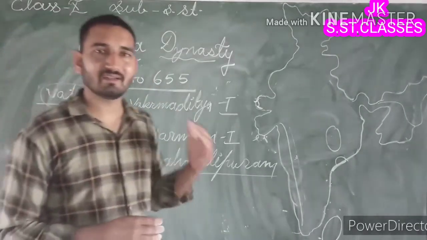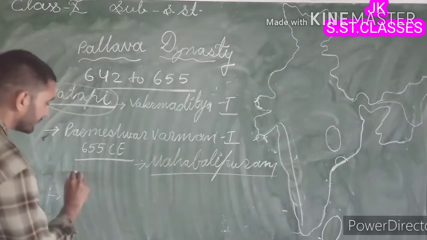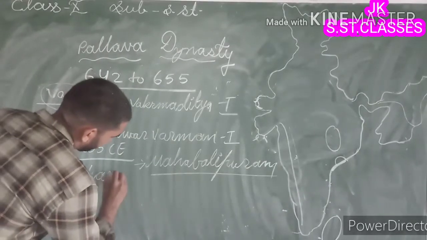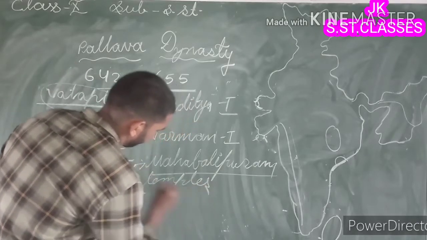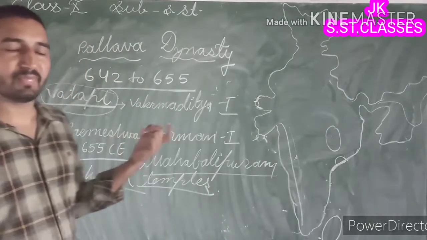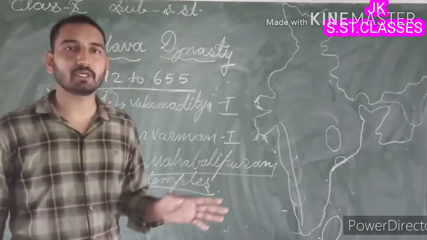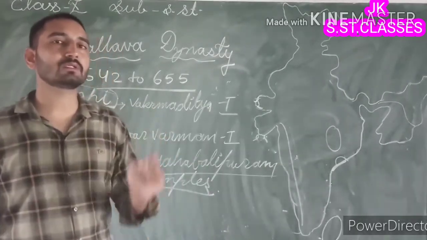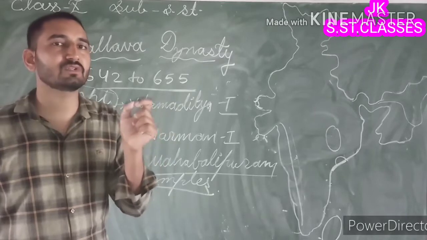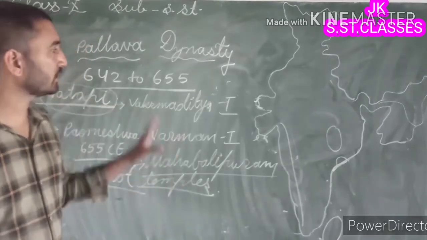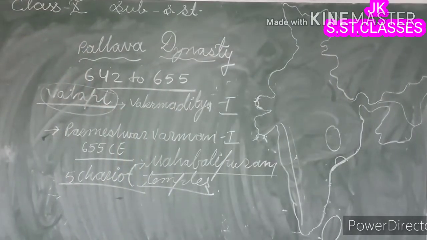The most important architectural contribution related with Pallavas is the construction of chariot temples. Five chariot temples were constructed by Mahendravarman I and Narasimhavarman I, and these temples are situated in Mahabalipuram. Along with that, these Pallava rulers also constructed temples in Kanchi, which was the capital of Pallavas. Is that clear? So in this way, these are the major things related with the history of Pallavas.